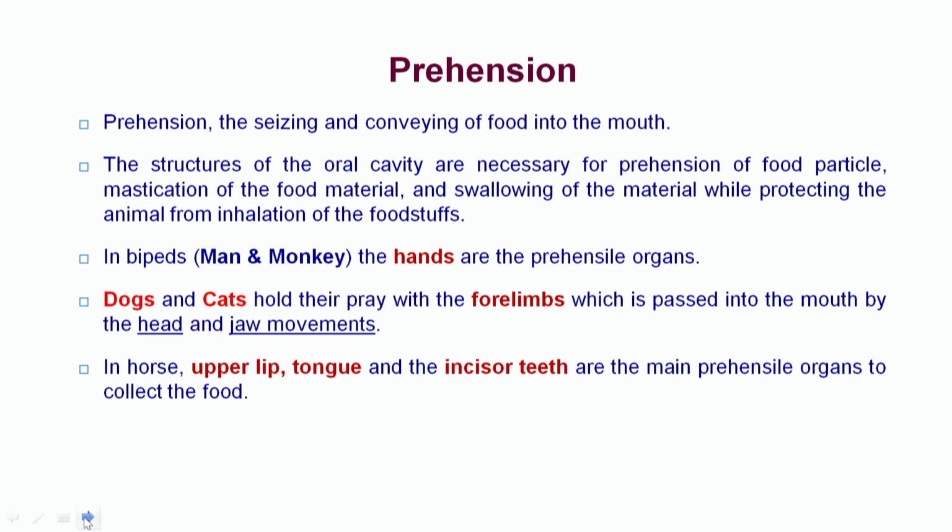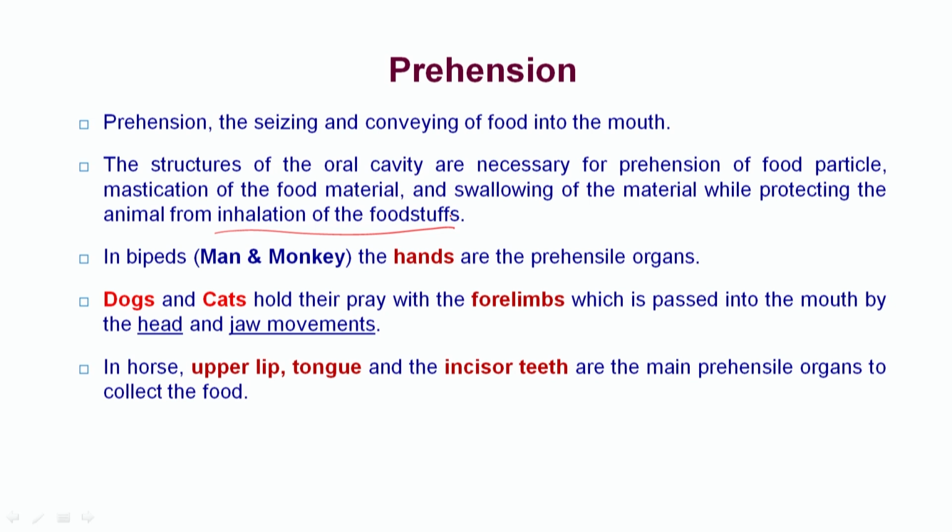Now coming to prehension. Prehension is nothing but seizing and conveying of the food particles into the mouth. The structures of the oral cavity are necessary for the prehension of the food particles, mastication of the food materials and swallowing of the material, while protecting the animal from inhalation of the foodstuff. Hence, the mouth structure is made in such a way that food should not enter the trachea.